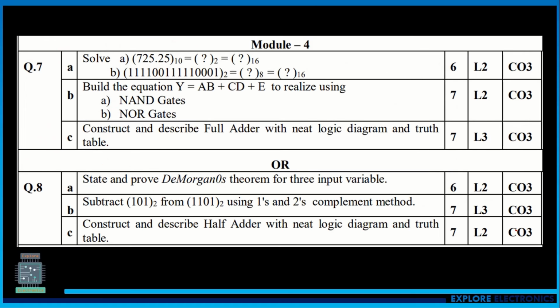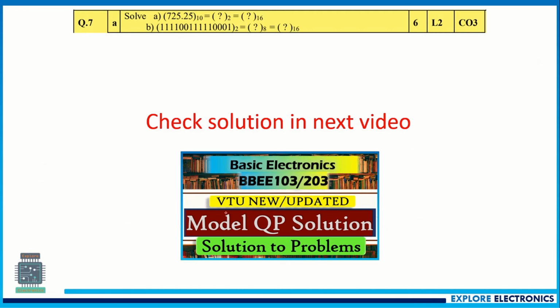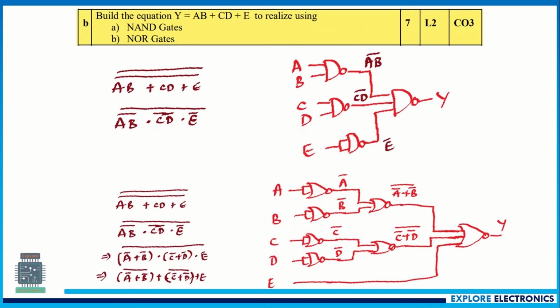And again, module 4 is the digital part. So here some conversions will be there. This question is for sure, with different values. One type of conversion they will ask. And implementation using NAND gates and NOR gates is asked. Full adder, De Morgan's theorem, and a problem on subtraction using ones and twos complement method. Half adder with logic diagram and the truth table. Let us see. Again, I have solved this conversion in the next video.